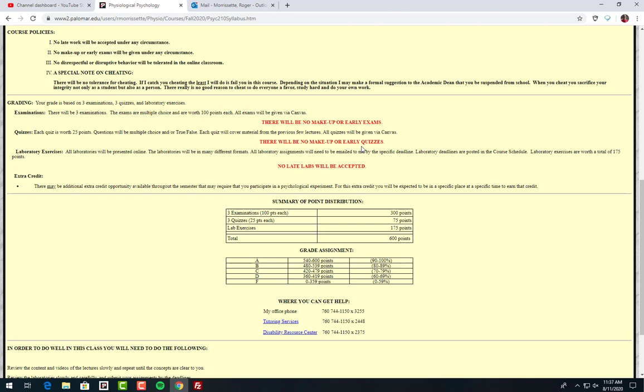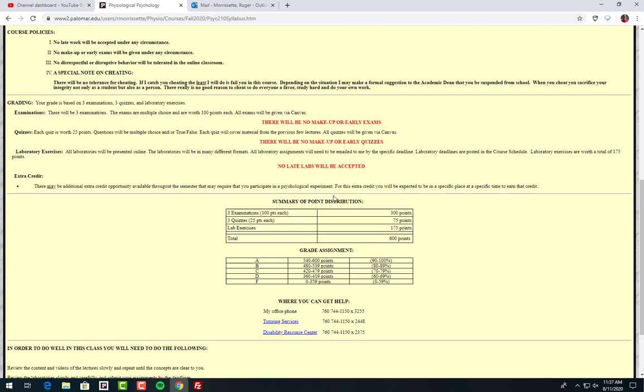Anyway, the labs have certain points associated with them. They're, for the most part, pretty easy points, and the deadlines are strict. If you miss the deadline, you lose the easy points. Okay, so make sure you do these ahead of time. You could submit them early, but get these in. No late labs will be accepted.